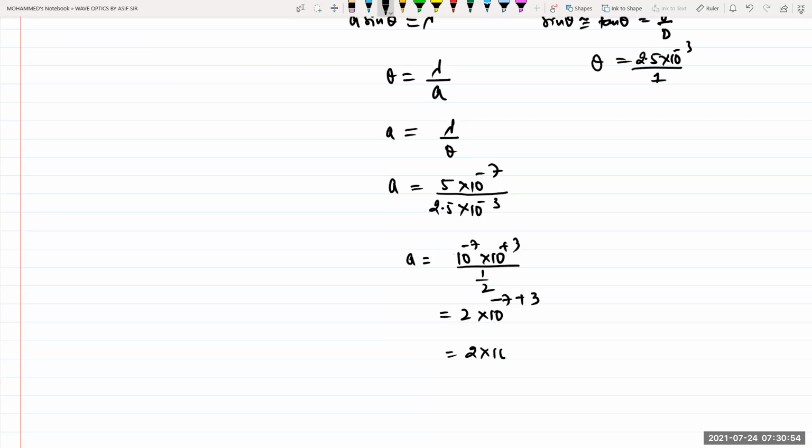2 into 10 to the power of what will it be? What will it be? 2 into 10 to the power of, slit width will be equal to how much for me? Minus 4.